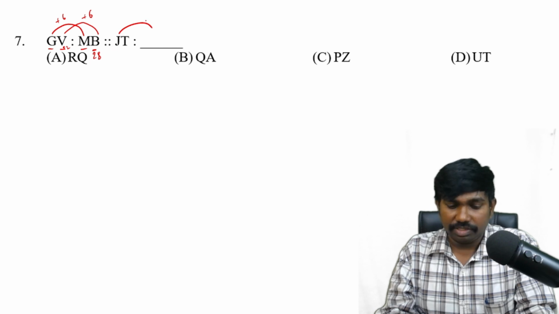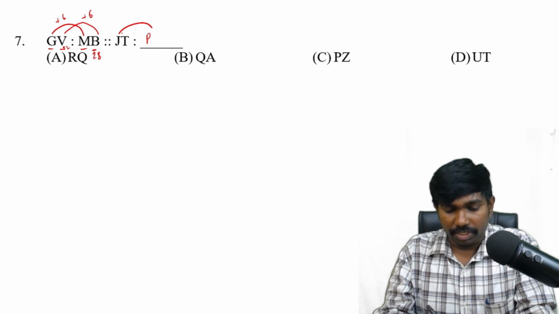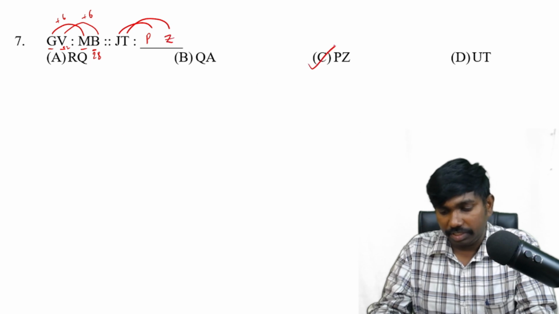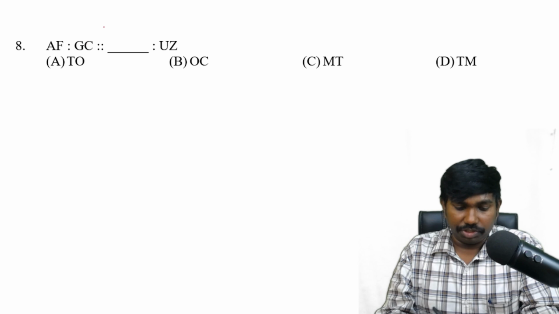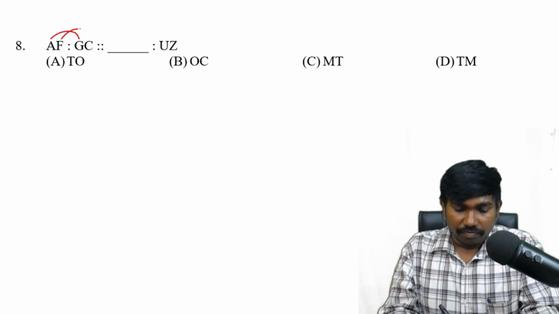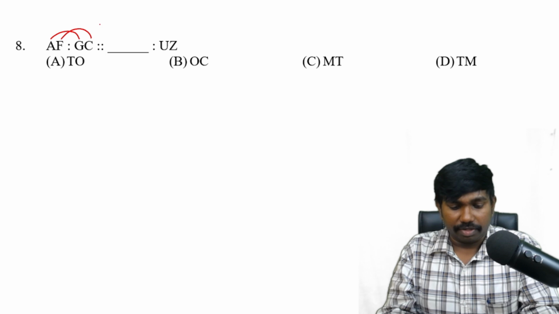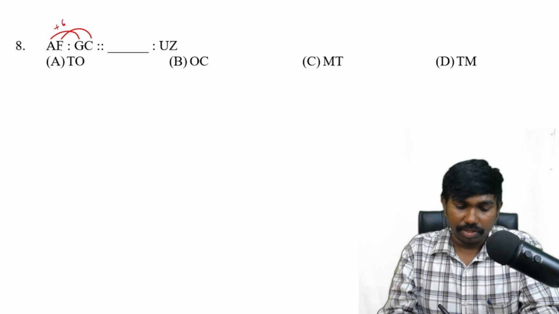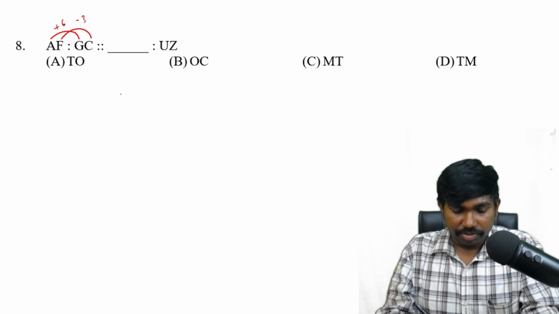J is 10 plus 6 is 16. The 16th letter is P. T is 20 plus 6 is 26. The 26th letter is Z. So the answer is PZ. Next one. A to G. It is also looking the same. First letter to first letter, second letter to second letter. A 1 and G 7 means it is also plus 6. F 6 and C is backwards, right? Minus 3.